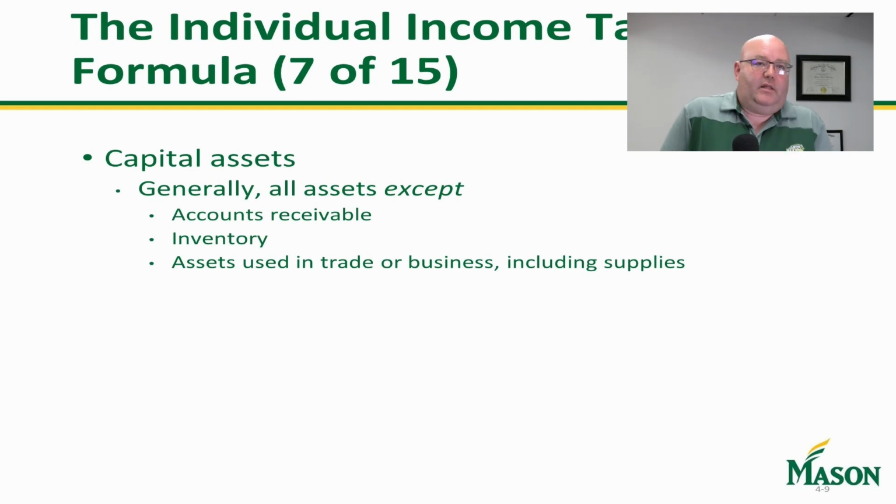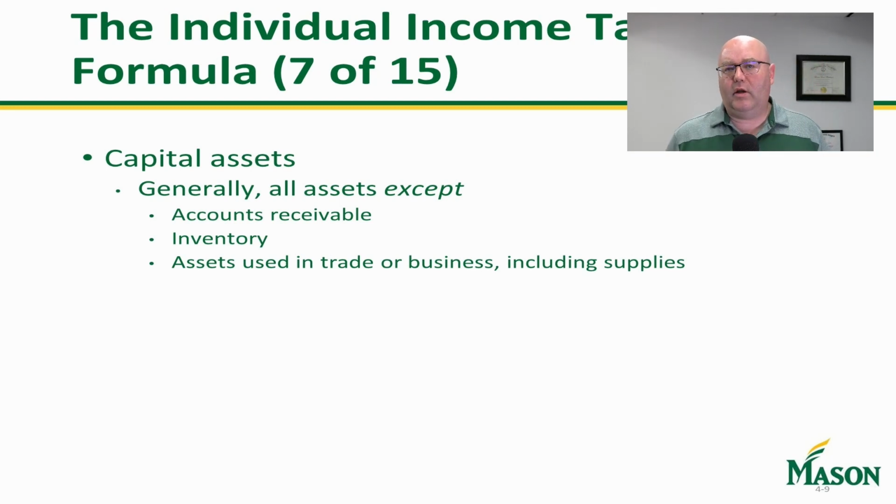Assets used in a trade or business, including supplies. They give the example of supplies. So at an accounting firm like this one here, paper is a supply. You use the supply of paper in order to run tax returns, take client notes, whatever. And they don't want you to take those supplies, sell them, and try to take capital gains or capital losses in order to offset things.